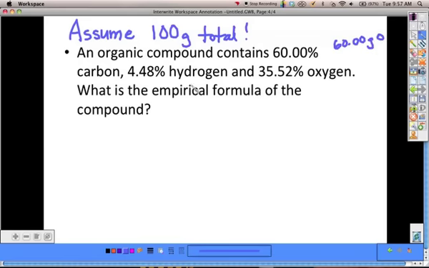It's going to make life much easier for us because now we have 60.00 grams of carbon, 4.48 grams of hydrogen, and 35.52 grams of, oops, I wrote down oxygen there, sorry, that was carbon for 60. Oxygen is 35.52. So on the test, will we sometimes get formulas, problems like that? Yes, in your review sheet, the last question on your review is like that.